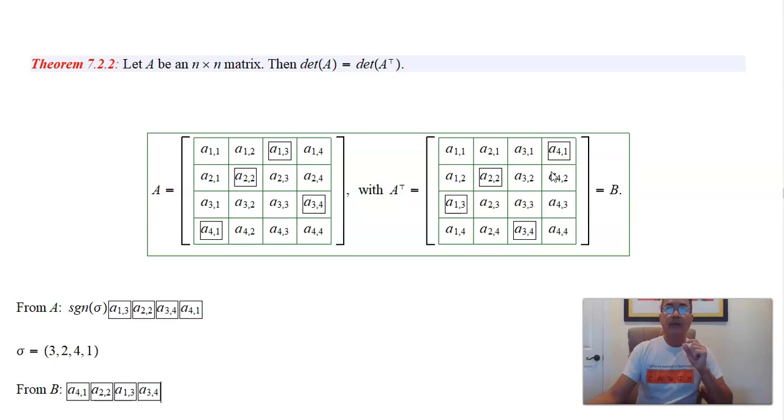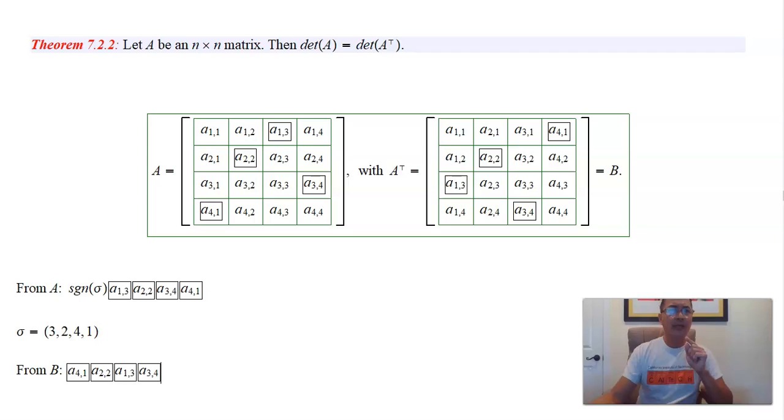Well, I should still use the same formula so that we can compare the two fairly. So that means that I need to get the permutation tau from these entries. Now what do we have to do? We kind of have to squint a little bit, because we have to extract the column numbers from this term.